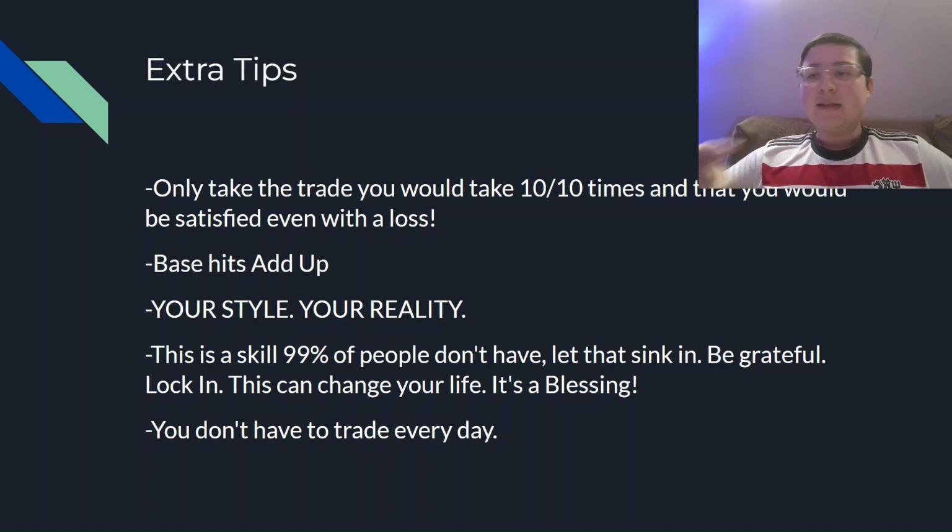Base hits add up. Base hits really do add up, especially on a funded account. Those $150, $200 days, they add up. Trust me, they add up. Don't be trying to go for home runs all the time. Even though a base hit is still probably like $250, $150, $200, some of you guys work part-time jobs, you make $10, $12, $15 an hour. An 8-hour shift is $100. You just made double sitting on your laptop. Base hit, it's $200 still. You don't even make that in a day.